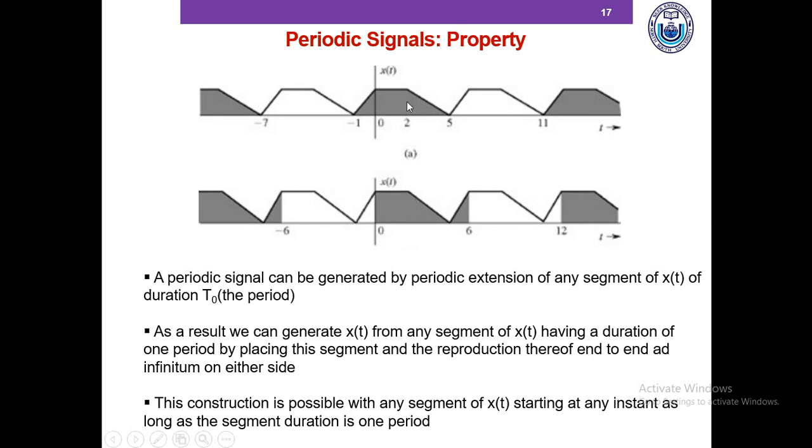So if a signal is periodic with period 6 seconds, we don't have to copy a particular segment. We can copy any 6 seconds and paste it to the right up to infinity and to the left up to minus infinity to generate the periodic signal. So that's the point I'm trying to discuss here.